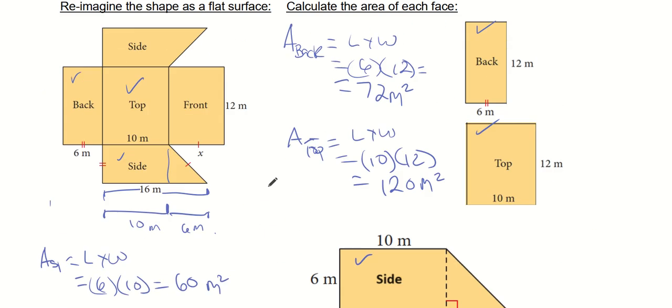Okay, the last thing we need to calculate is this front. But the problem is we do not know what this x is. But I know that this length here is the same as this length here. So if you find the length here, then we know what x is. So let's calculate that first.